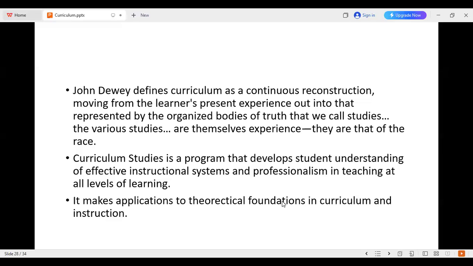Professionals follow a code of ethics and always update their knowledge and skills. That is part of professionalism. They practice whatever they learn. It can be philosophy, psychology, sociology, whatever theory they learn, they should convert that theory into practice to solve practical problems, teaching at all levels of learning. Therefore, curriculum should be implemented by professionals.